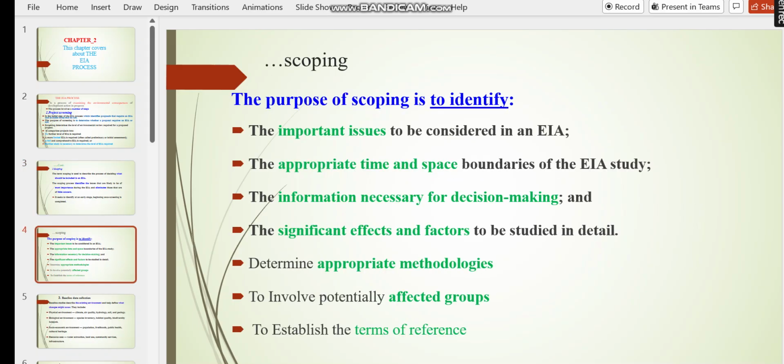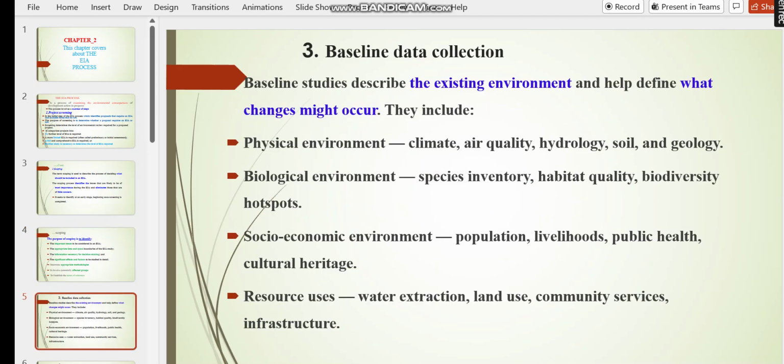The purpose of scoping is to identify the important issues to be considered in an EIA, to identify the appropriate time and space boundaries of the EIA study, to identify the information necessary for decision making and significant effects and factors to be studied in EIA, to determine appropriate methodologies to involve potentially affected groups, and to establish the terms of reference.